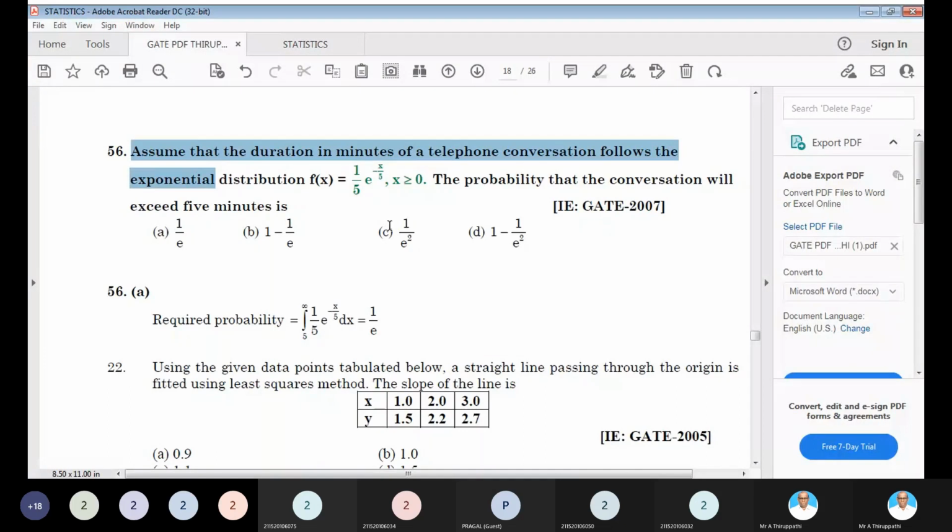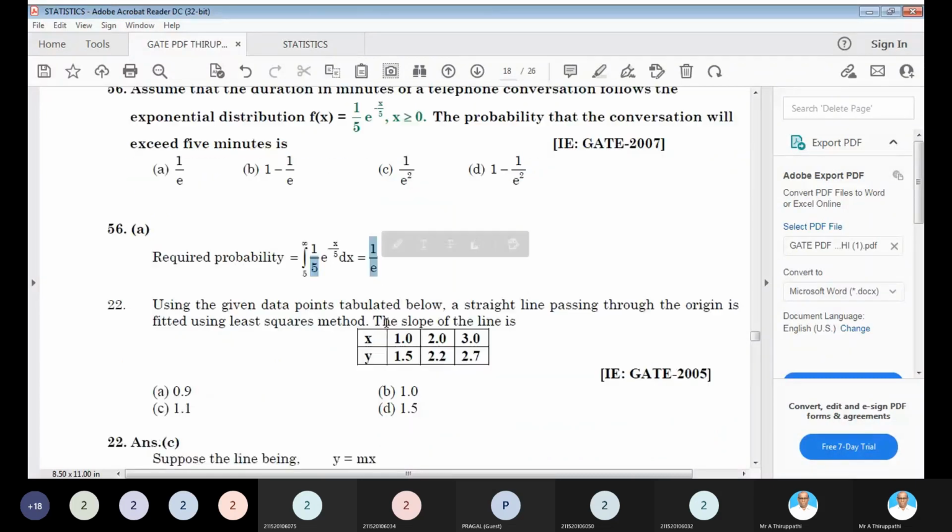What will happen? The integral of e to the power minus x by 5 is e to the power minus x by 5 divided by minus 1/5. The 1/5 and 1/5 cancel. Putting in the upper limit, e to the power minus infinity is 0, and the lower limit is 5, so minus minus gives plus e to the power minus 5/5, which cancels to e to the power minus 1. What is e to the power minus 1? 1 by e, that is the answer.